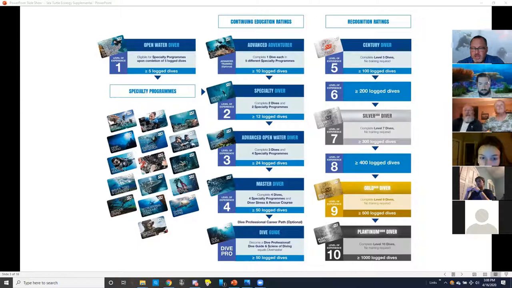And then the Master Diver has a specific requirement of the Stress and Rescue, which is commonly just known as a rescue course. You would need to do that to make the Level 4 Diver. And that's where some of you, especially the ones that are related to me, I really want to see you get there before you get out of high school so that you can leave as a Master Diver. And then you can keep going.